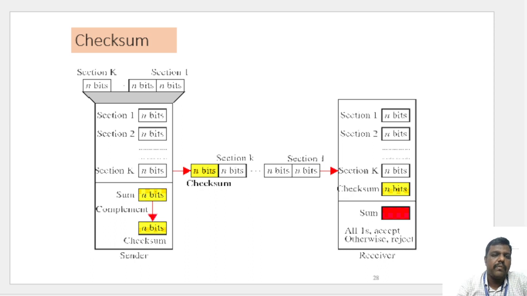Here is an example of how the checksum is done. The data is divided into n number of bits, all the sections are added together, and we find the complement of the sum, and this is your checksum. This checksum is appended with the original data, and at the receiver end the same sections are added together with the checksum also. If we get a value of all ones, we accept the data; otherwise the data is rejected.